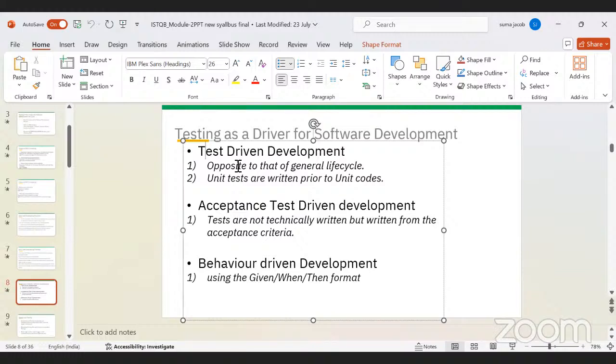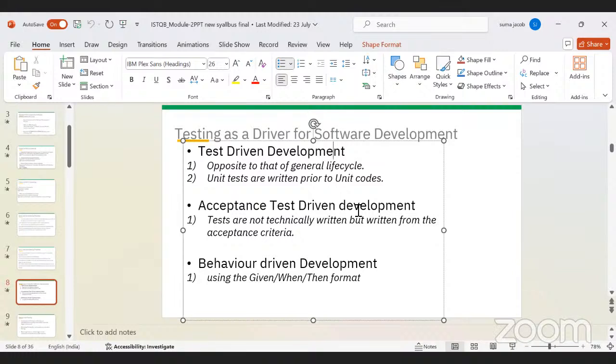So the first one was technically written, whereas in acceptance test-driven development, we derive tests from the acceptance criteria, focusing on ensuring that the system meets those requirements mentioned in the acceptance criteria. So here also the test is written before the corresponding part of the application is developed to satisfy those tests.